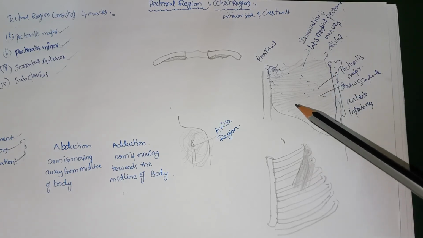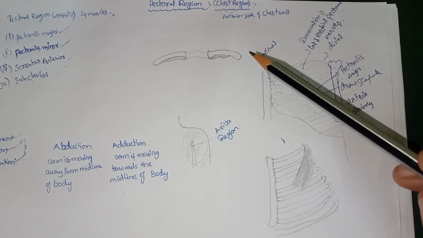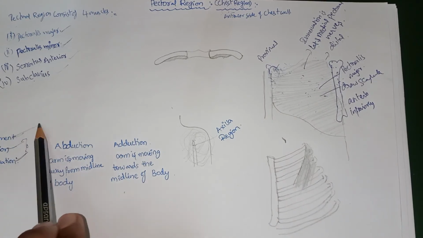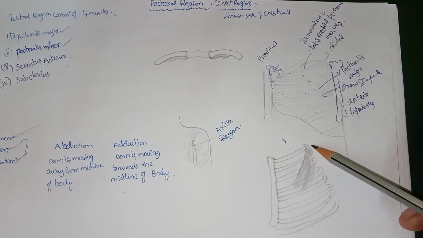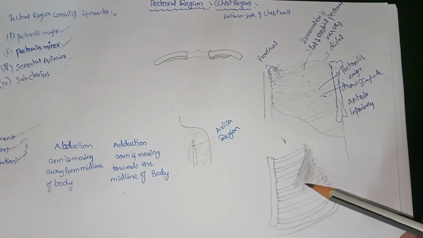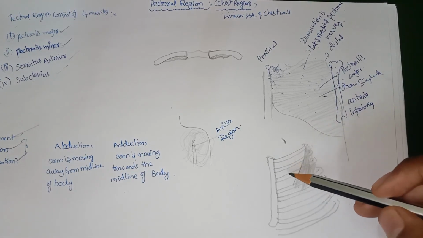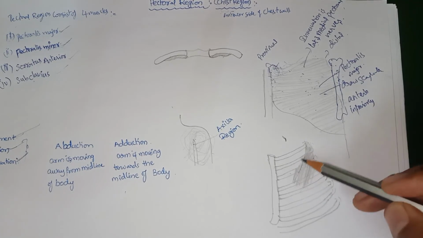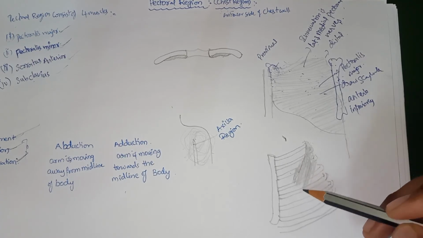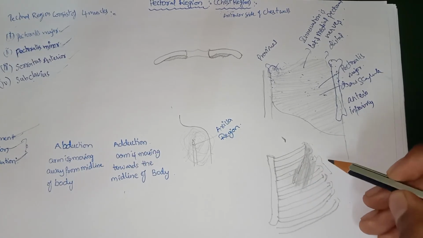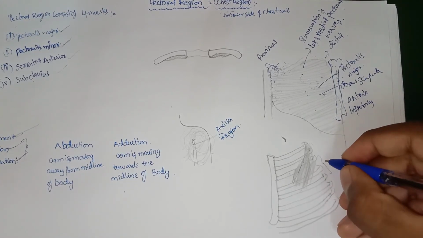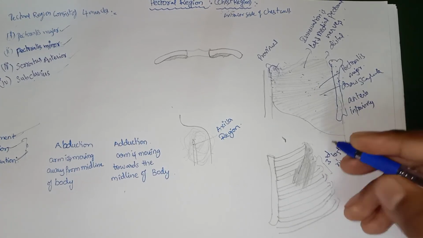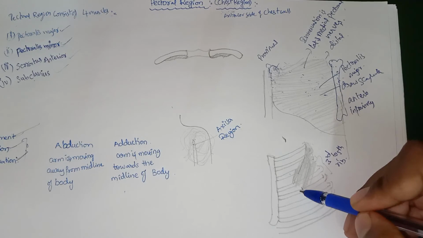So we are going to learn about attachments. What is the attachment of pectoralis minor muscle? Where does it originate from? From the third to fifth rib. This is the third rib here. Third, fourth, fifth. It originates from the third rib to the fifth rib.